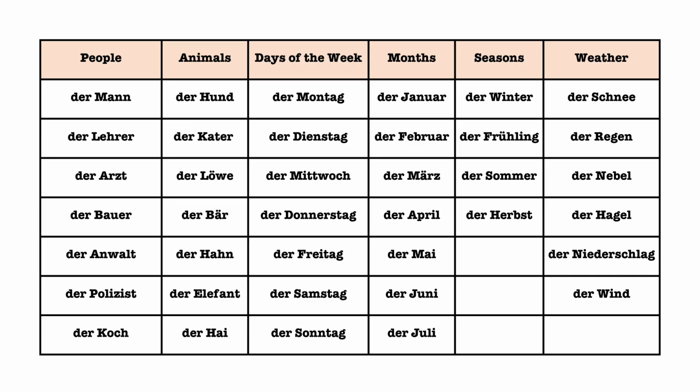Chapter 2. Masculine nouns. Let's start with the masculine nouns. There are certain categories of nouns in the German language that we can always count on to be masculine. Those include male people and animals, of course, as well as days of the week, months, seasons, and certain weather things. Let's take a look at some specific examples.